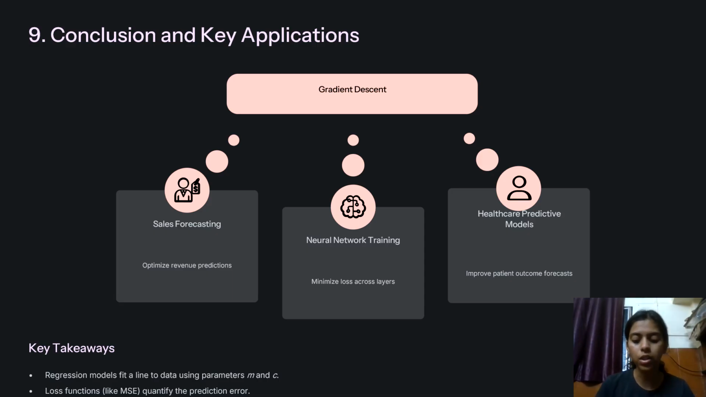So, to summarize all this: regression fits a line to data using parameters m and c. The loss function measures how far off our predictions are from reality. Gradient descent is the method we use to tweak the parameters so that the loss is minimized. So every time a machine learning model improves behind the scenes, it's performing some form of gradient descent, stepping carefully downhill to reach the point of least error.